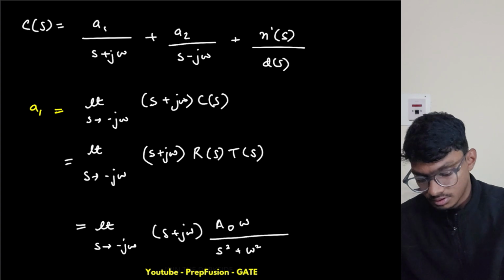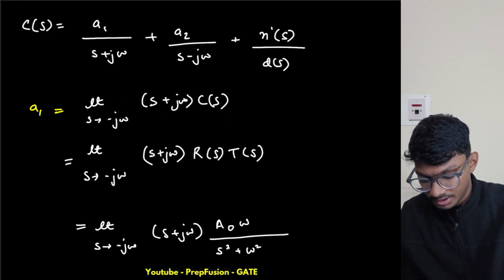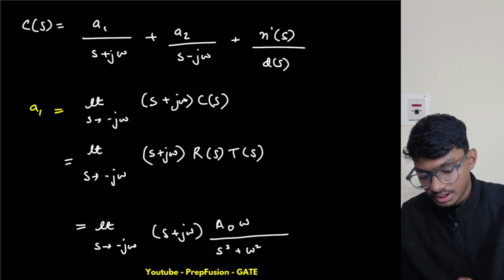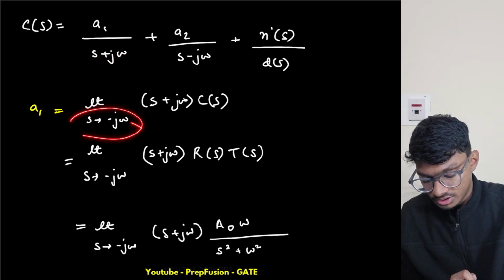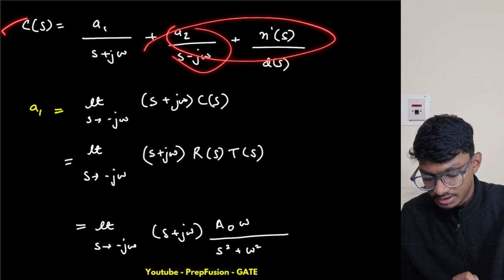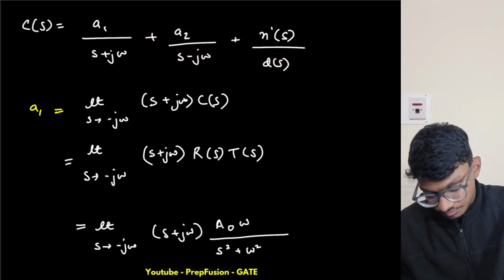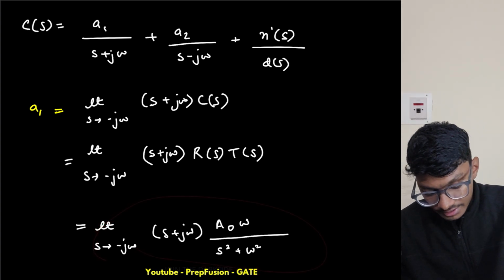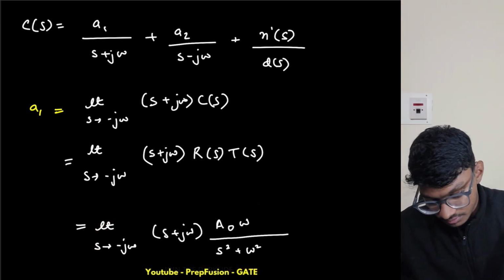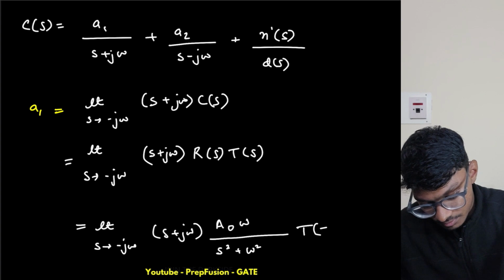C of s. Okay, so this is what my residue is, right? If you multiply by s plus j omega on both sides and put s equals to minus j omega, then all these terms will vanish and this term will only remain, right? So I hope you're understanding what I'm doing. So yeah, this is what I get. Now from here I also have another term, t of minus j omega.